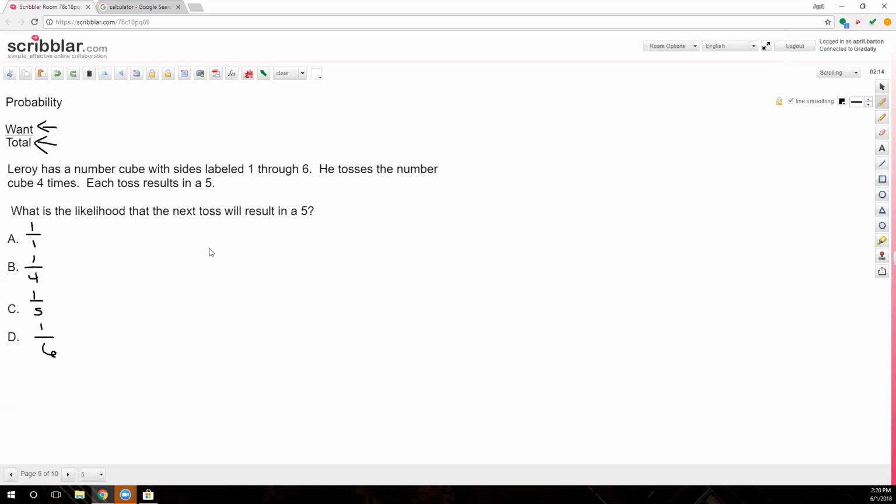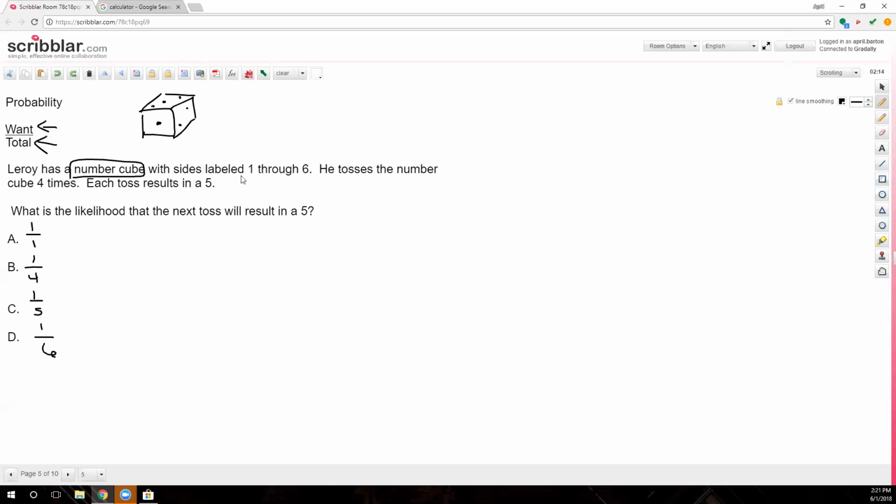So for example, Leroy has a number cube, and they like using these number cube problems. If you're not sure what that means, that's just a die or a dice. It's the six-sided. It depends on if you like playing board games or not, probably, as to whether you see dice at all. So it has numbers 1 through 6. You roll it, one of the sides will show up. So that's what they mean by the word number cube.